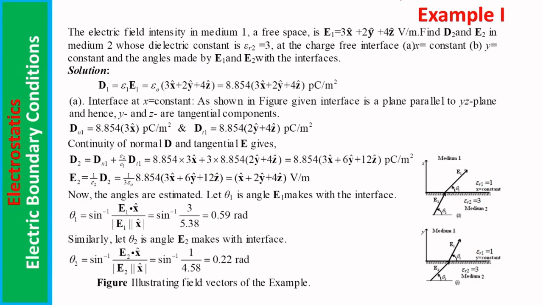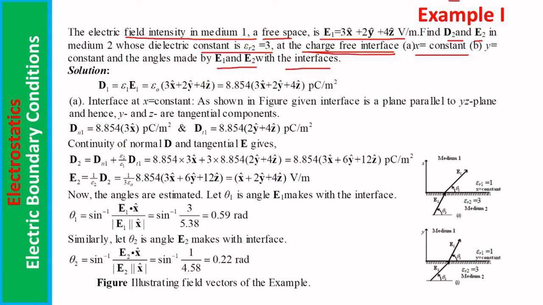Now we consider a problem involving a charge-free interface. The electric field intensity in medium 1, the free space, is given by E1 equal to 3x cap plus 2y cap plus 4z cap volts per meter. Find D2, E2 in medium 2, whose dielectric constant is 3. The interface is x equal to constant, and then we have to consider y equal to constant also, and also the angles made by E1 and E2 with the interfaces.